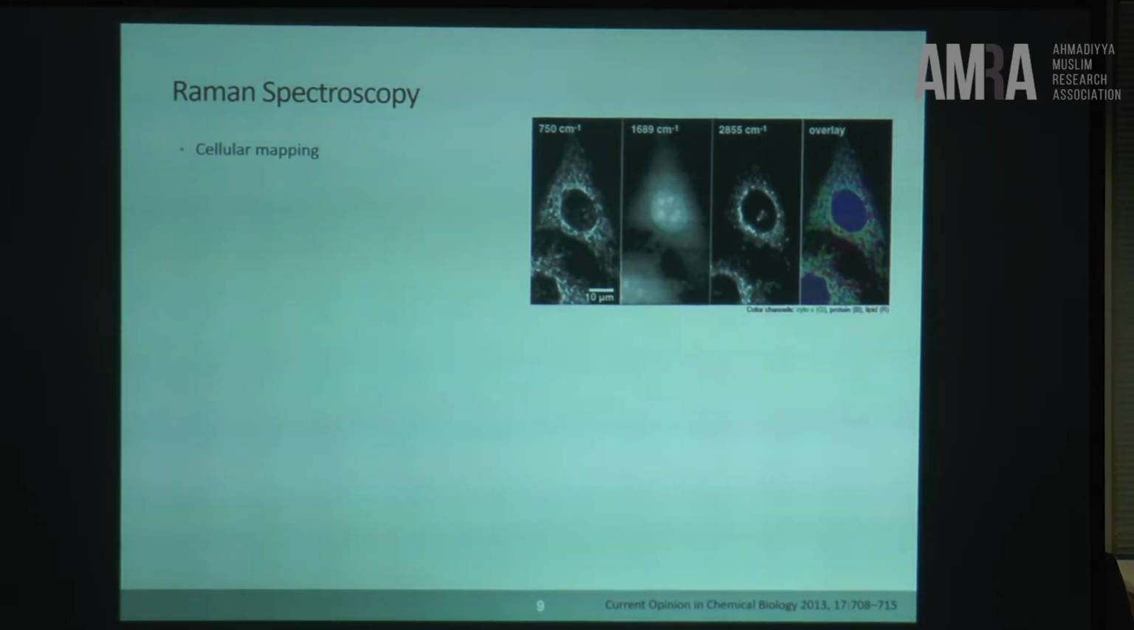If I put all of them together, then I can get a really nice image of what my cell looks like, and how all the components of the cell are distributed within the environment of the cell. So that's what I mean by compositional analysis.